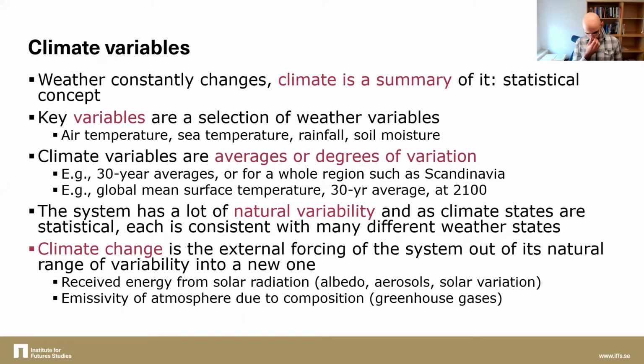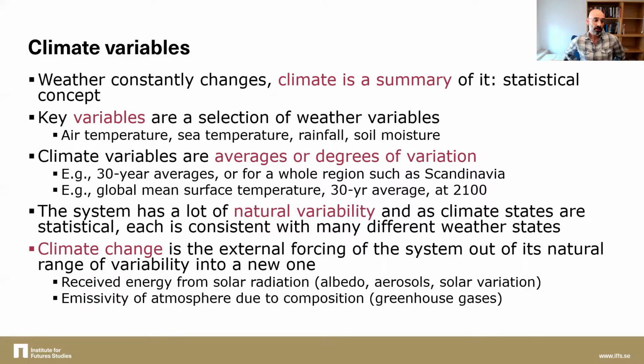So first, I think it's important to just highlight this distinction between weather and climate. So weather's what you get, climate's what you expect. The weather is the stuff that's happening now. It's also constantly changing, and it's famously difficult to predict. It's a highly variable and chaotic system. Climate is a kind of summary of it, and there's this important sense in which climate is a statistical concept.